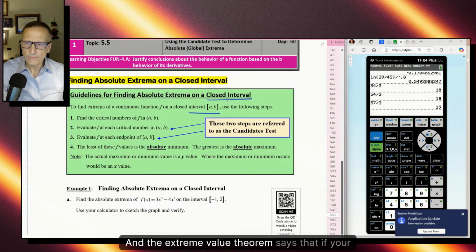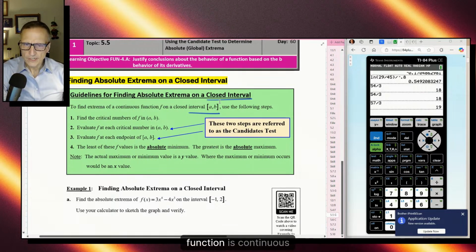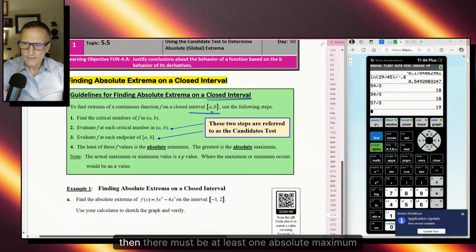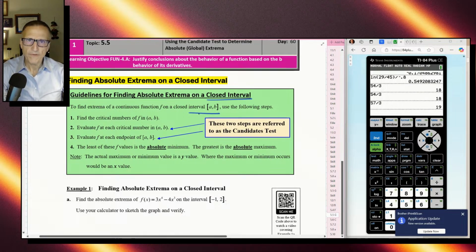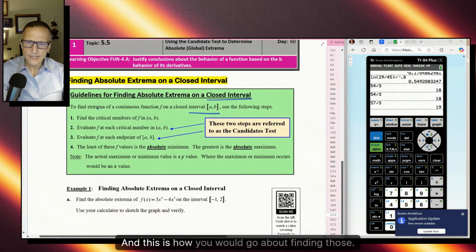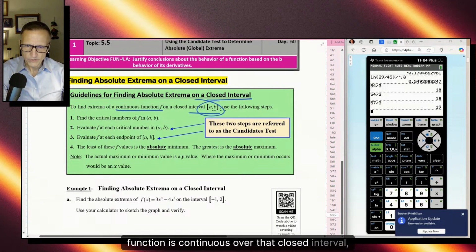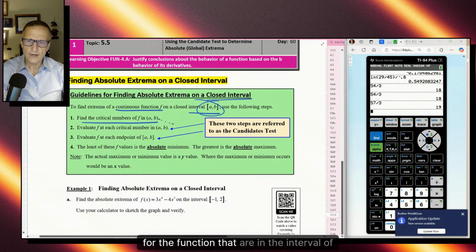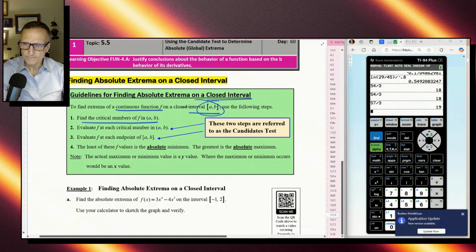The extreme value theorem says that if your function is continuous over a closed interval, then there must be at least one absolute maximum value and one absolute minimum value for the function. And this is how you would go about finding those. If we are working with a closed interval and we've confirmed that the function is continuous over that closed interval, then we would proceed to find the critical numbers for the function that are in the interval of interest.